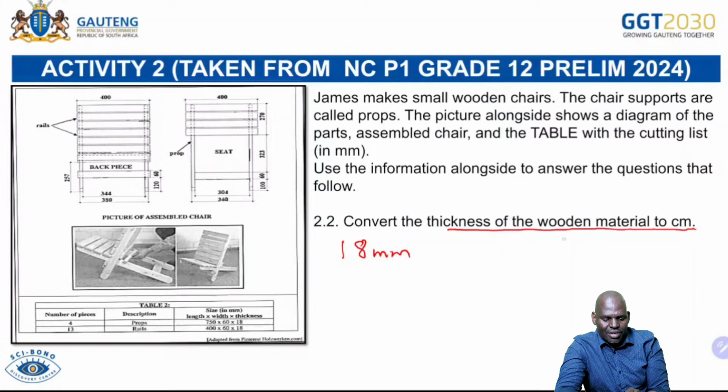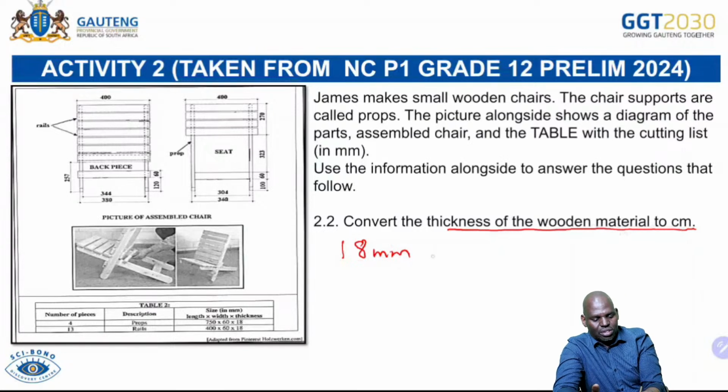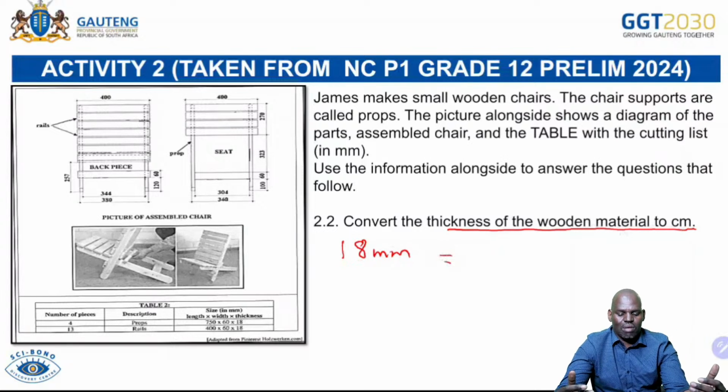Okay, convert the thickness of the wooden material to centimeters. But you can see that the thickness is given in millimeters, which is 18. Now we convert the millimeters to centimeters. How do you convert from millimeters to centimeters? Okay, boys and girls, you know this. 18 millimeters. How do you convert from millimeters to centimeters?